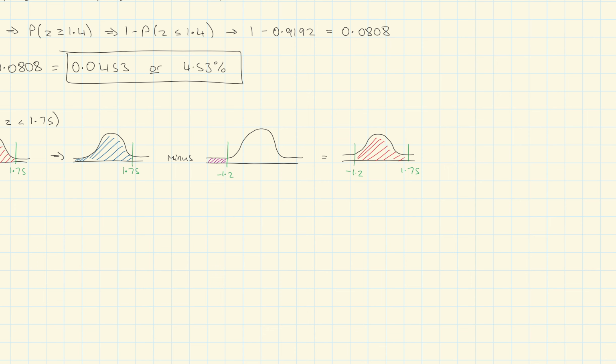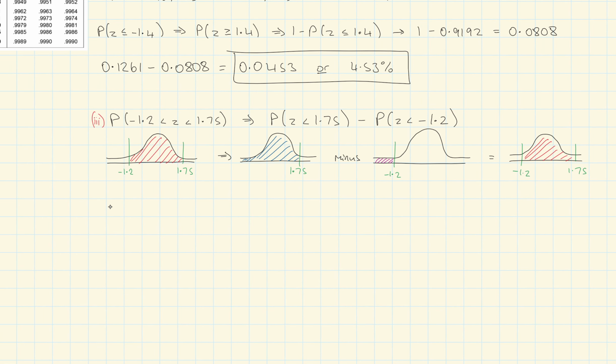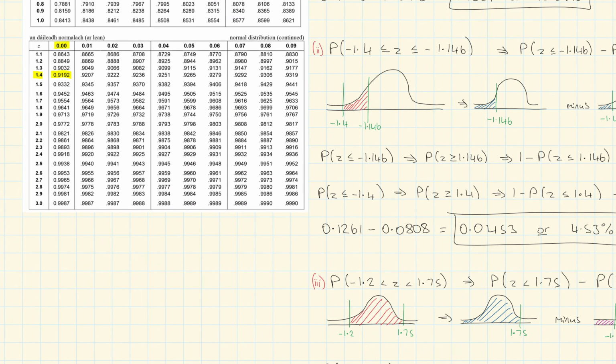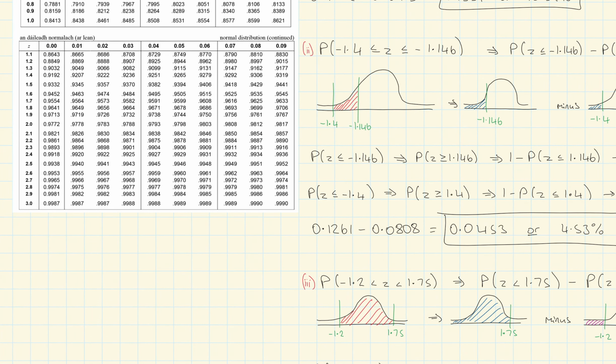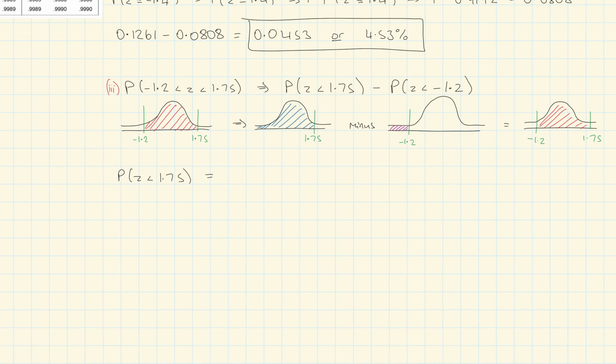Okay, that'll help us set up our inequality now. So what we need to do is the probability that Z is less than 1.75 minus the probability that Z is less than minus 1.2. Okay, so the first one, probability that Z is less than 1.75, pretty straightforward. We just go to our log tables. We're looking for 1.75. And that gives us 0.9599.